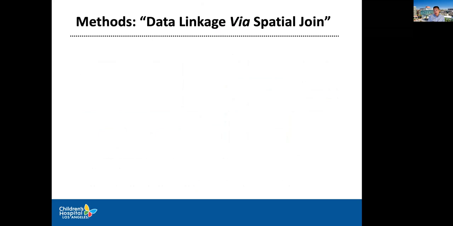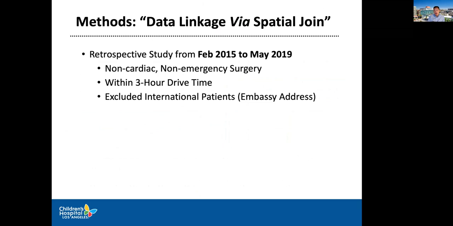So in this particular study, we did data linkage via spatial join. It's essentially spatial linkage. And we took data from our electronic health records from February 2015 to May of 2019. This is for non-cardiac and non-emergency surgeries. So kids who are scheduled to have elective surgery during this time period. And we chose kids within a 3-hour drive time. Our hospital in Philadelphia drew from a much larger base of patients than just a 3-hour drive time, but we wanted to focus in on the majority of our patients, which do come from a 3-hour drive distance from our hospital.